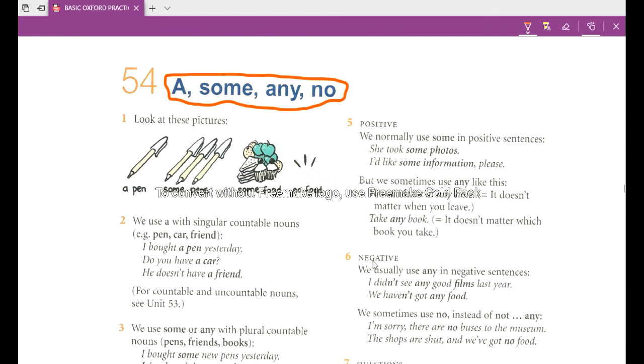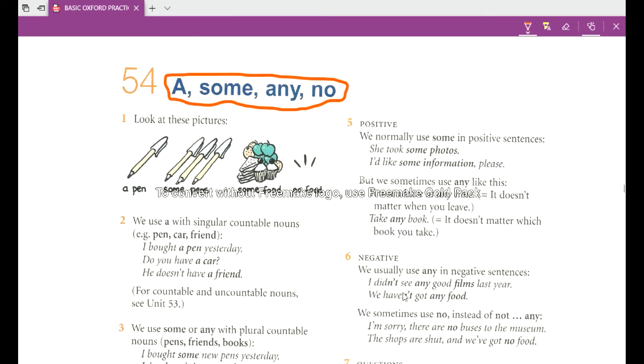Okay, negative. In negative sentences we usually use any. When the sentence is negative, you are sure it's negative, so you have to select any beside some. For example, I didn't see any good films last year. Because of this didn't, that is negative, so we have to use any and not some. I didn't see any good films last year.